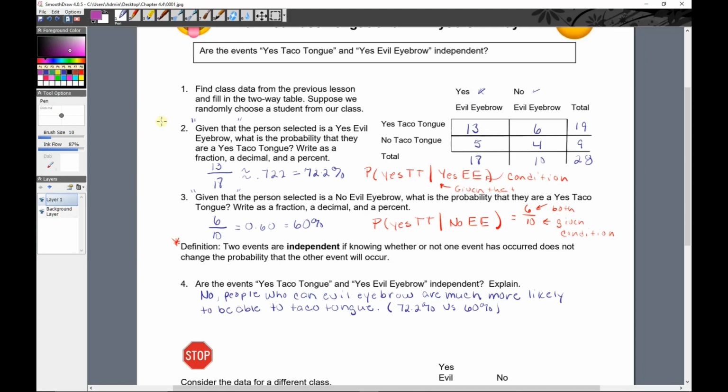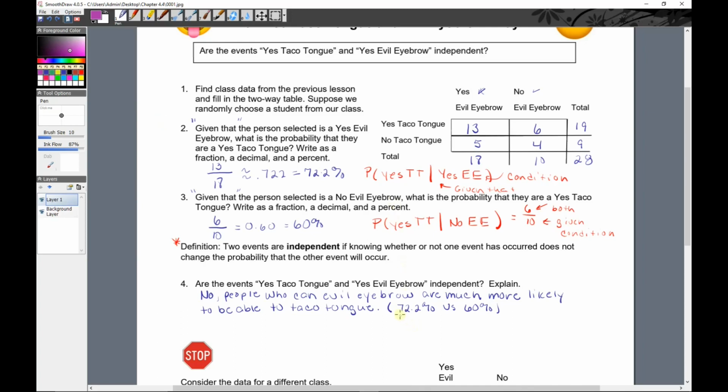This is another sort of definition of independence. Knowing that one thing happened doesn't really tell you anything about something else. Here, if a person can evil eyebrow, they are much more likely to taco tongue. That shows a dependency. So if somebody comes in, just one of these people, and you ask them, can you taco tongue? And they say yes. Well, you have some kind of knowledge about what they might also be able to do with evil eyebrow.